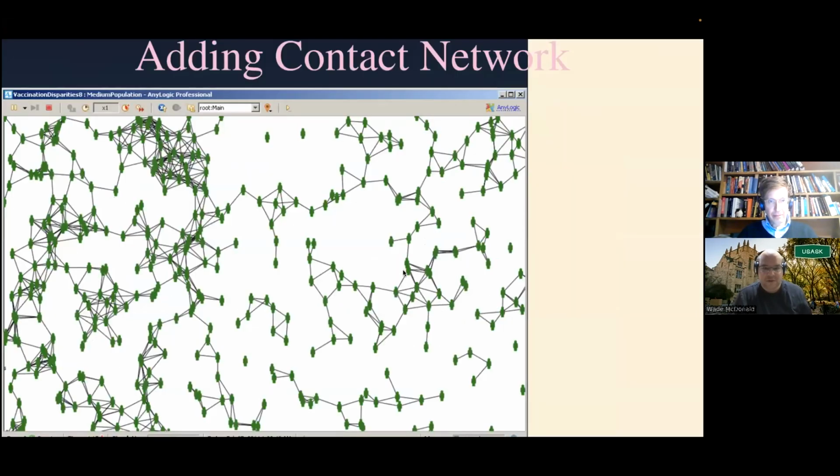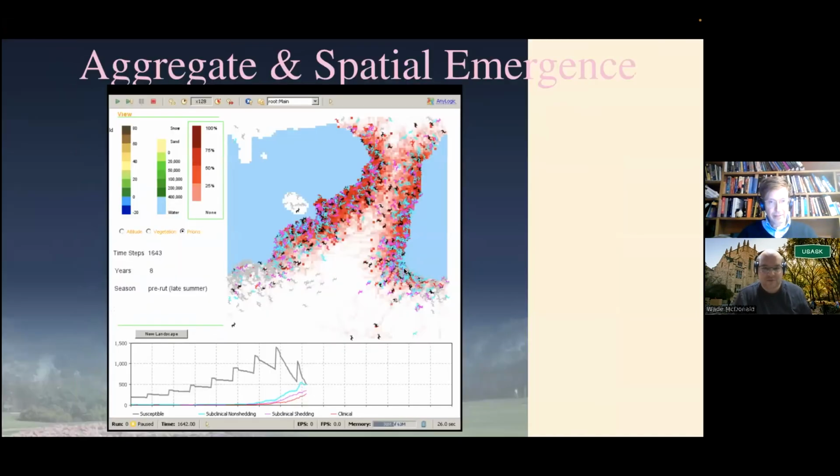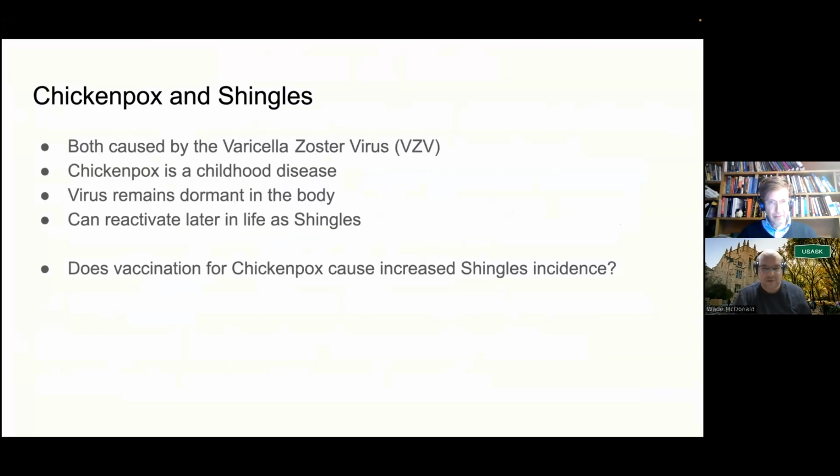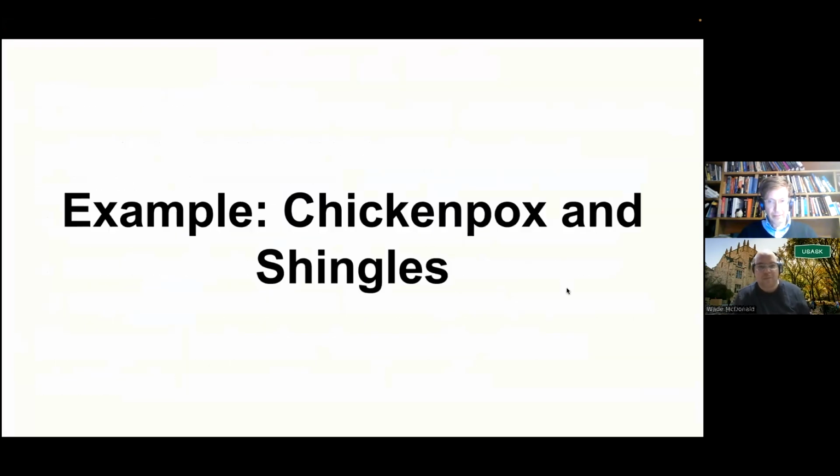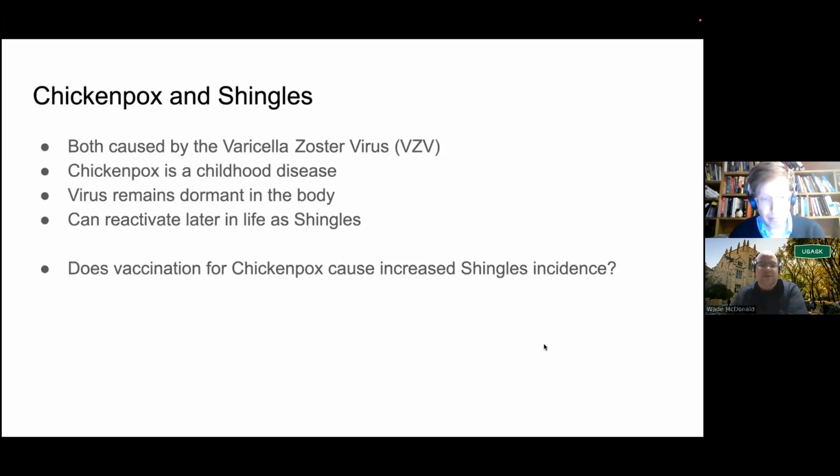Apologies for the transfer between slide presenters here. I'm gonna review two agent-based models. The first represents chickenpox and shingles as examples.